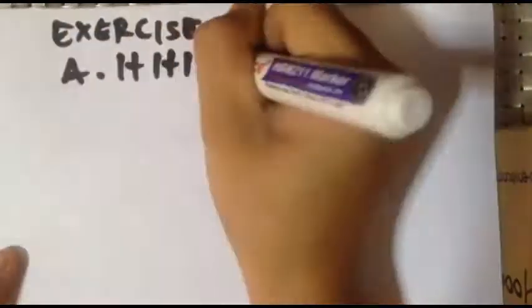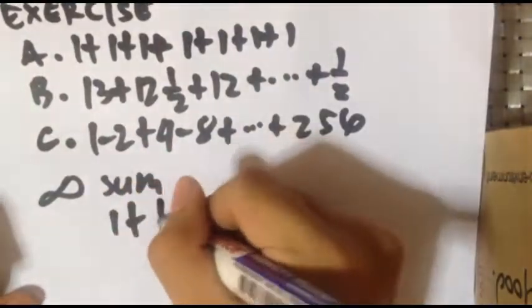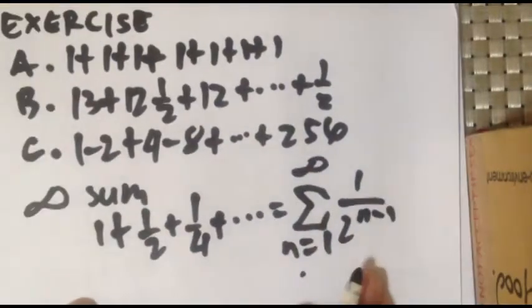Here's an exercise. Write the following in sigma notation. To write an infinite sum, the dummy variable would just go off to infinity. So we can write 1 plus 1 half plus 1 fourth and so on as this.